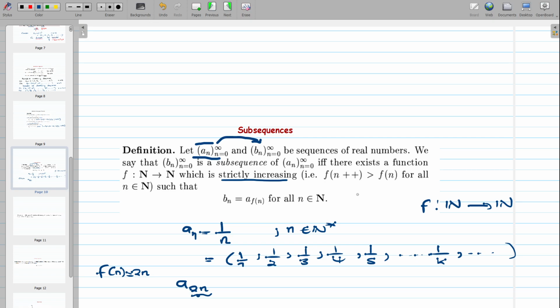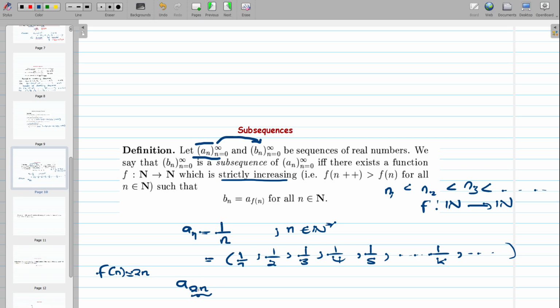Meaning we must have n's such that n1 is strictly less than n2, which is strictly less than n3, which is strictly less than n4. Because our function is strictly increasing, if I compose this and take my function here, I'm going to have this basic situation. All in all, we must have n1 less than n2, less than n3, and the numbers keep on going.